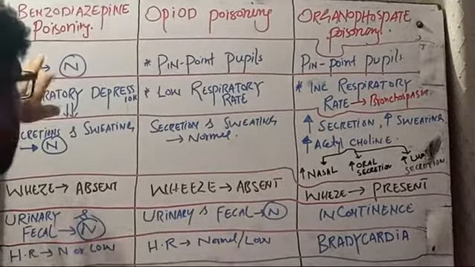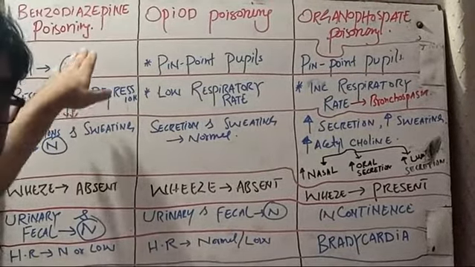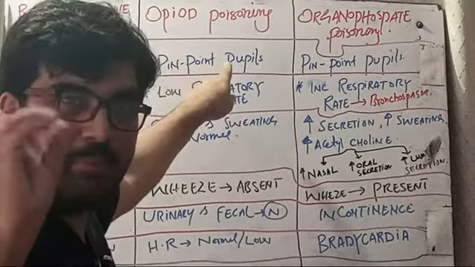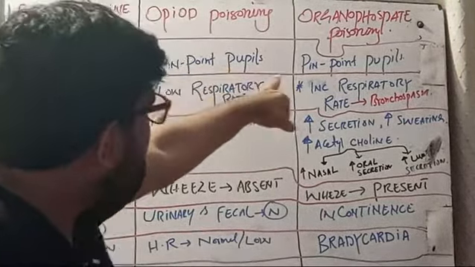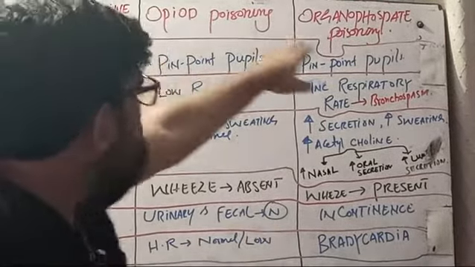Starting from head to toe, pupil. In benzodiazepine poisoning, the pupils are normal sized. In the opiate poisoning, the pupils are pinpoint. In organophosphate poisoning, there is again pinpoint pupil. There is a parasympathomimetic effect.